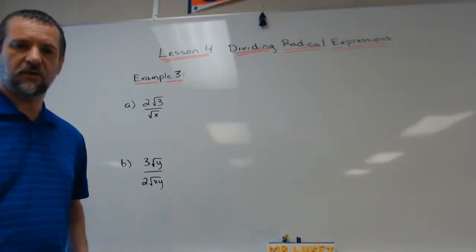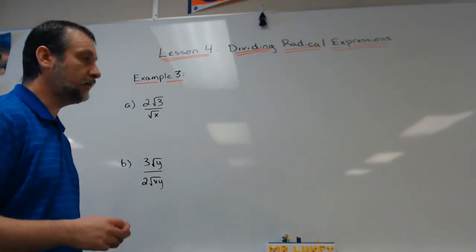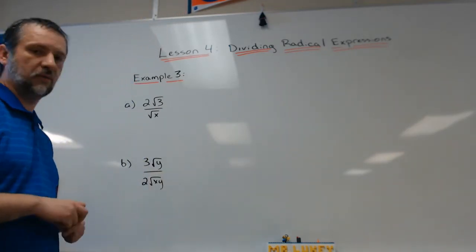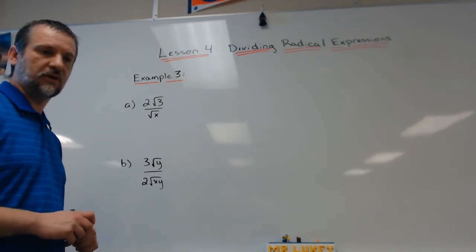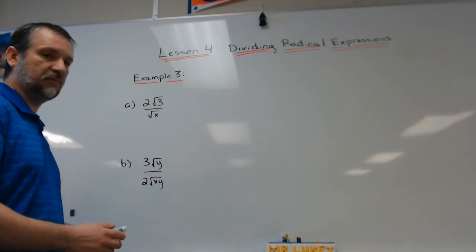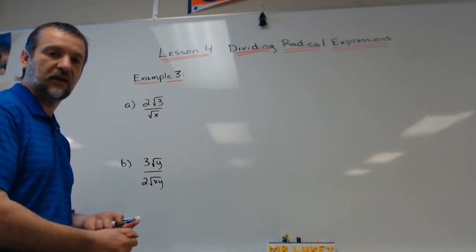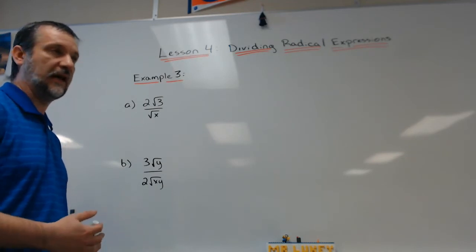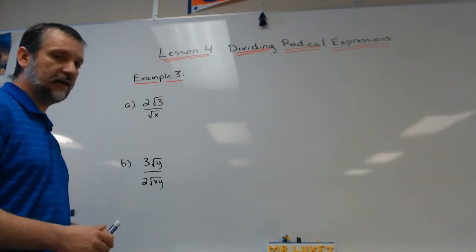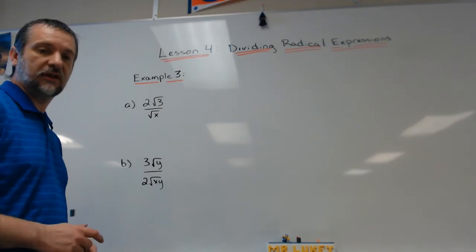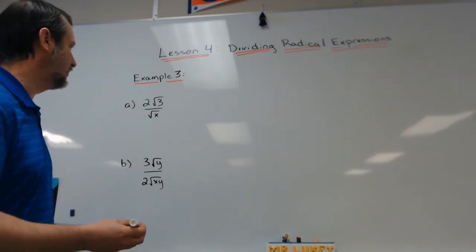Okay, as we come into our third example from our notes, the only thing we have to look back at is restrictions, right? Any variable under the radical sign cannot be a negative value, because we cannot have a negative radical. And the denominator of an expression cannot be 0. So there's two things we've got to look at here.